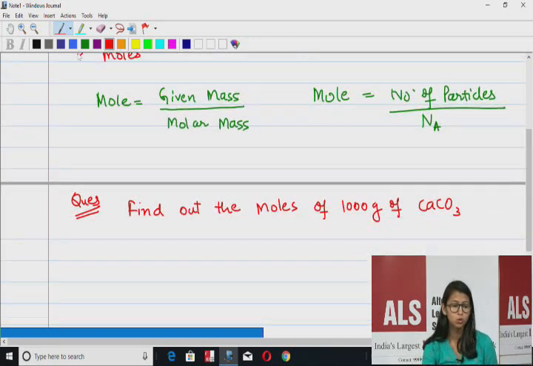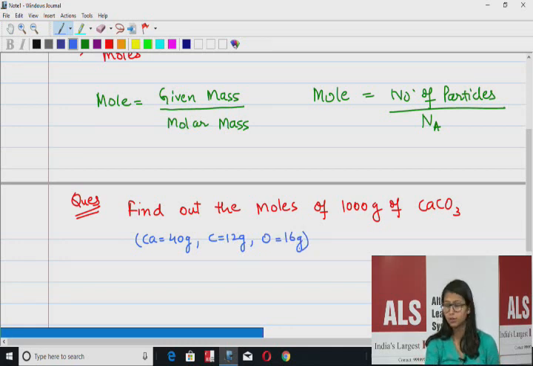You people know that the mass of calcium is 40 grams, carbon is 12 grams, and oxygen is 16 grams, okay? Although I am giving you this data, these things you should know, at least 1 to 20. The 1 to 20 atomic numbers should be known to you, and atomic masses should be known to you, right? Just try this question.